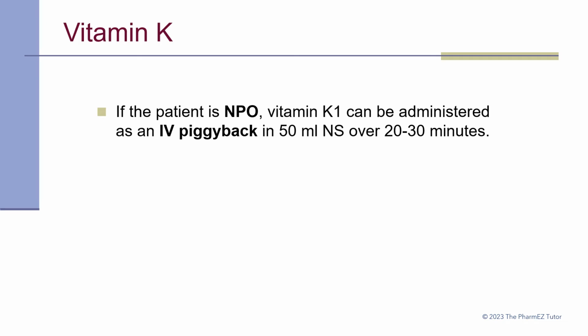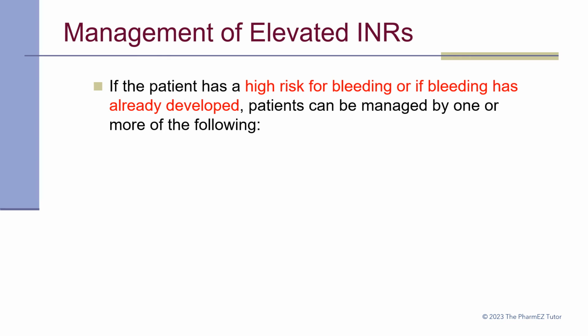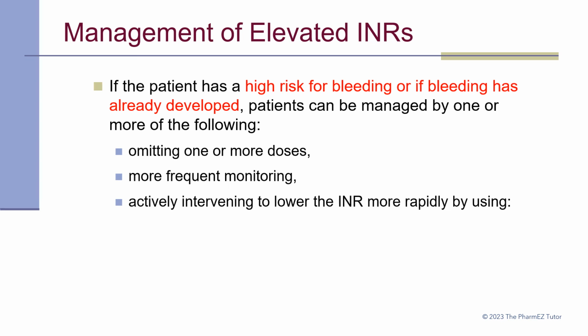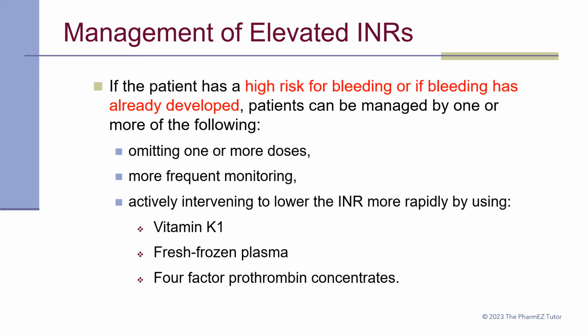If the patient is NPO, vitamin K can be administered as an IV piggyback in 50 ml of NS over 20 to 30 minutes. If the patient has a high risk for bleeding, or if bleeding has already developed, patients can be managed by one or more of the following: omitting one or more doses, more frequent monitoring, and actively intervening to lower the INR more rapidly by using vitamin K, fresh frozen plasma, and 4-factor prothrombin concentrates. We will be discussing this more in depth in the next lecture.